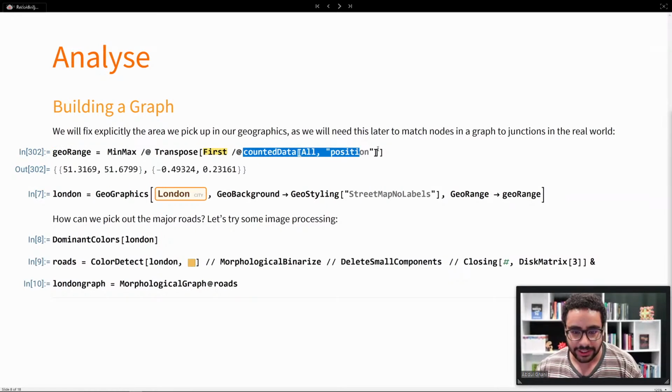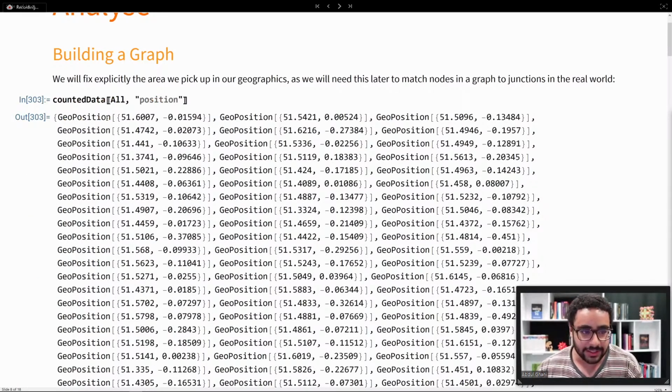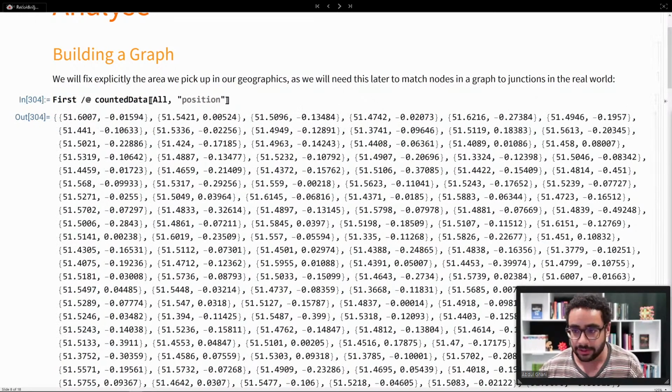Counter data all position. I'm saying, okay, counter data, we have this data, take all of them, and for each one, take their position. I don't want to spit them all out, I think it'll probably be fine. We're taking these, and then what I really want is the stuff inside, the latitude and longitude. So I'm going to say first over those things to get the latitude and longitude, and that's what's going on in this next cell.